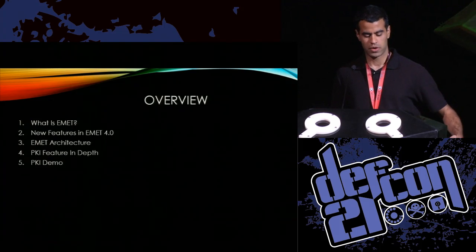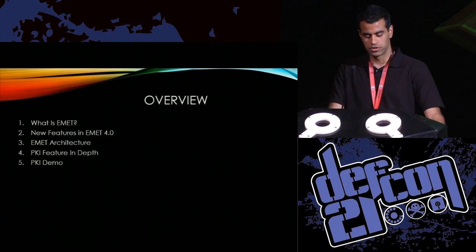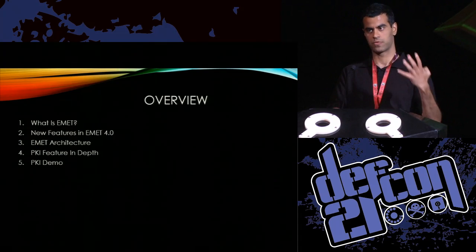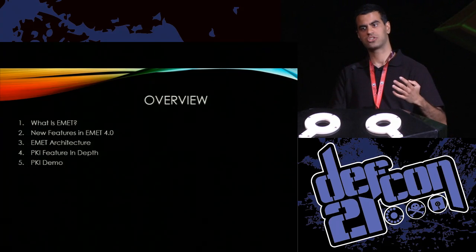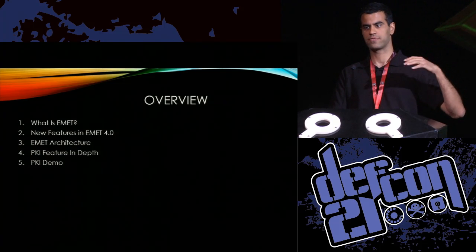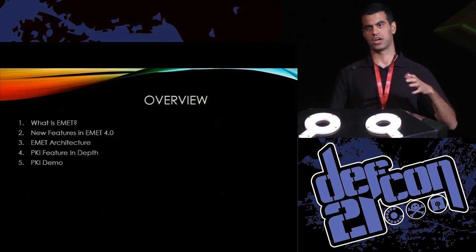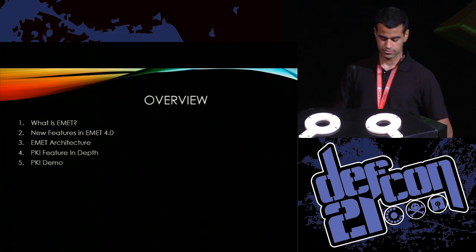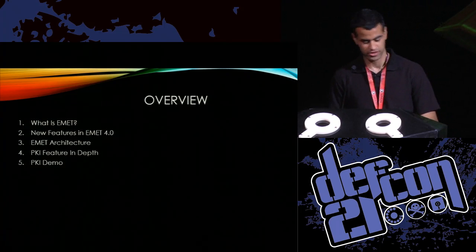So, an overview of what I'm going to be talking about today. First I'll go into what EMET is, followed by new features in EMET 4.0 and the architecture of EMET. Then I'll take a deep dive into the PKI feature of EMET, which was our first non-memory corruption mitigation, and then I'll give a demo that hopefully works live.